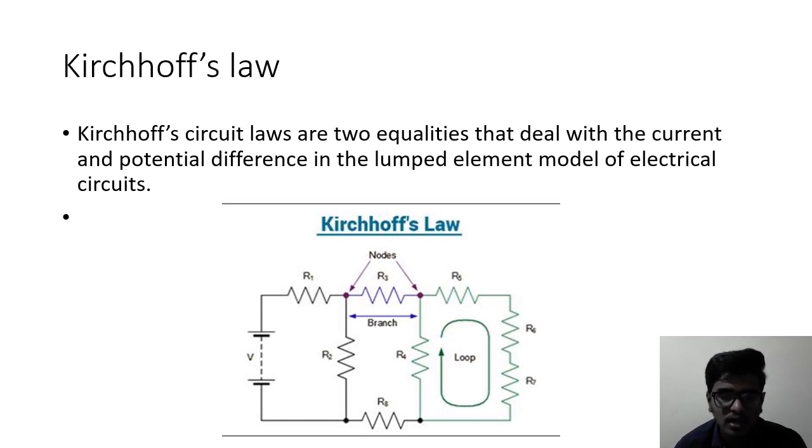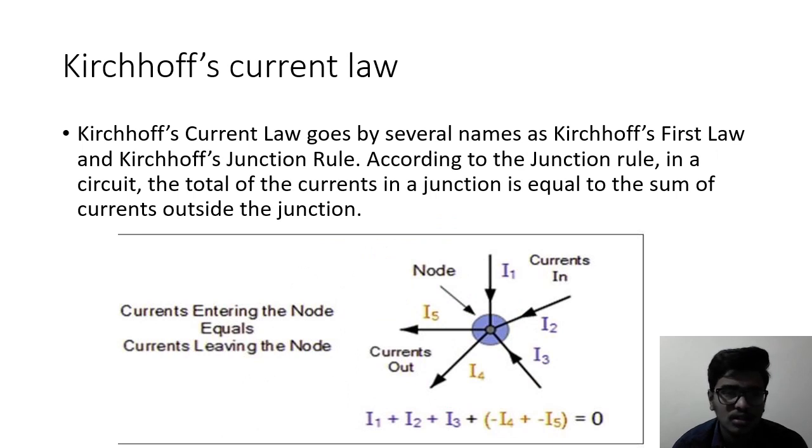So here is the diagram of Kirchhoff's law, which has some nodes and voltage and a branch and resistors and a loop. So this is the diagram of Kirchhoff's law. Let us know about the types of Kirchhoff's law. Here the Kirchhoff current law, also known as KCL. Kirchhoff current law goes by several names such as Kirchhoff's first law and Kirchhoff junction law.